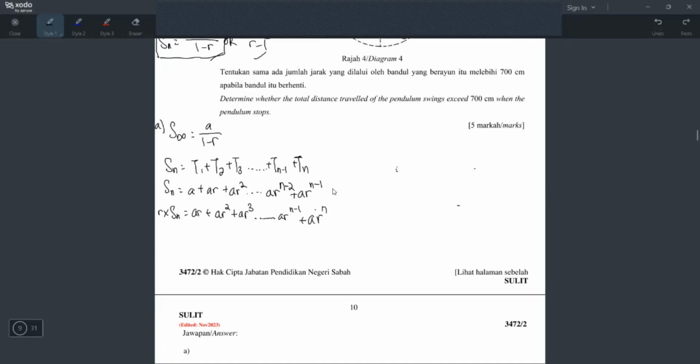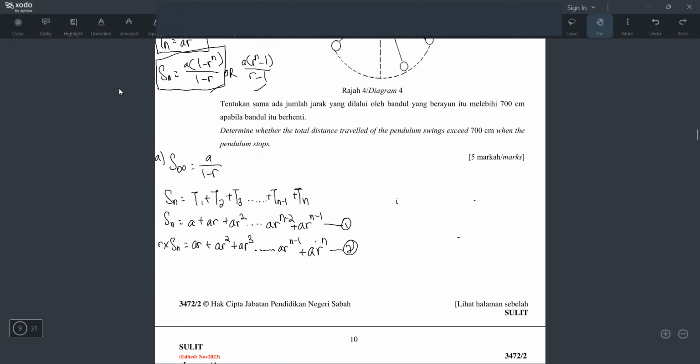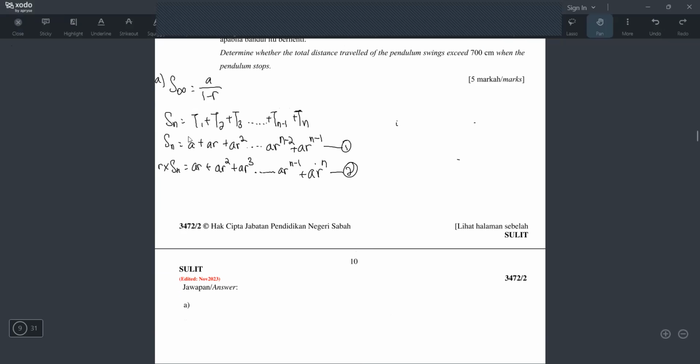I will do simultaneous. This I will call equation 1. This I will call equation 2. All right. For deriving questions, for proof formula questions, there's no other way. You just have to memorize the steps, right? So what is the first step just now? Write down the Sn in this way, and then times r. And then next step is take the equations and do simultaneous. And I will take equation 1 minus equation 2, right?